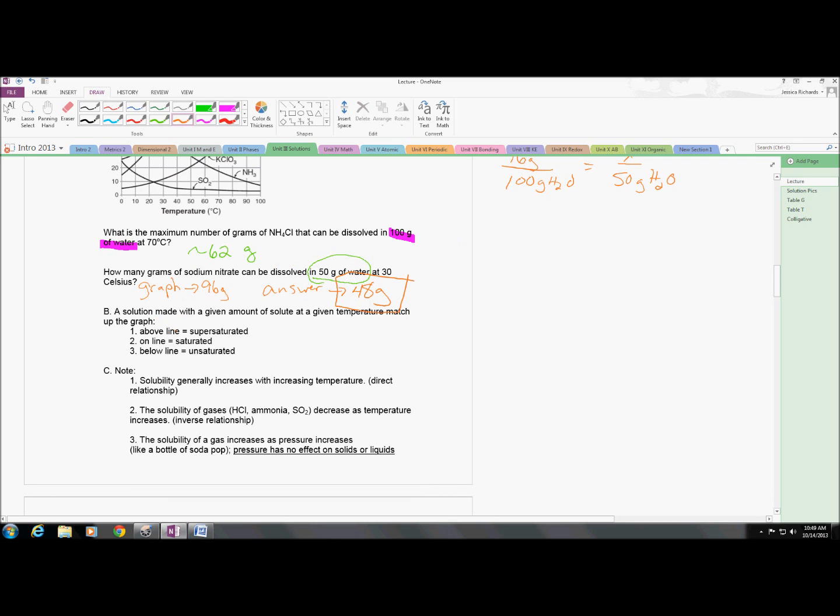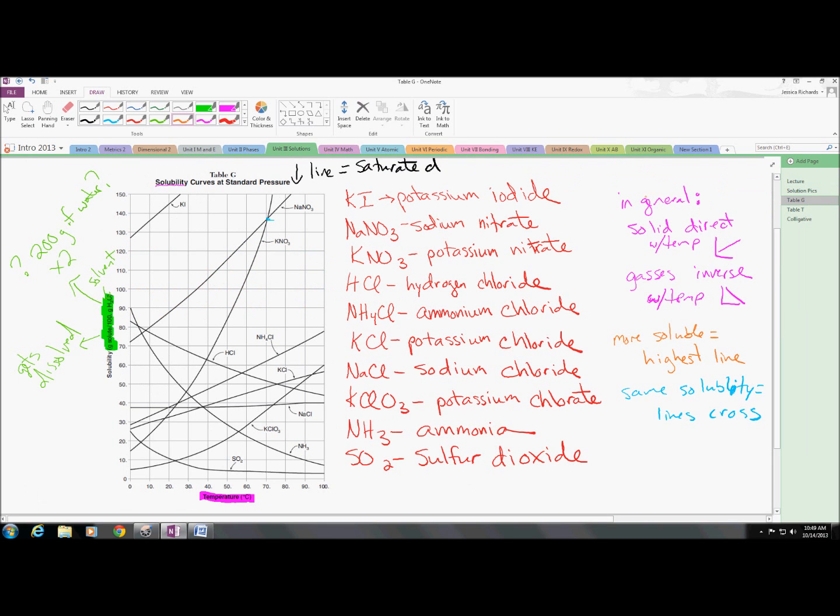We can also use this graph to decide whether a solution is saturated, unsaturated, or supersaturated. Now remember, the graph itself is giving you saturated solutions. The graph itself is saturated. That's where the line is. But if they give me volumes and temperatures and I match those up on the graph and I check to see where those fall.